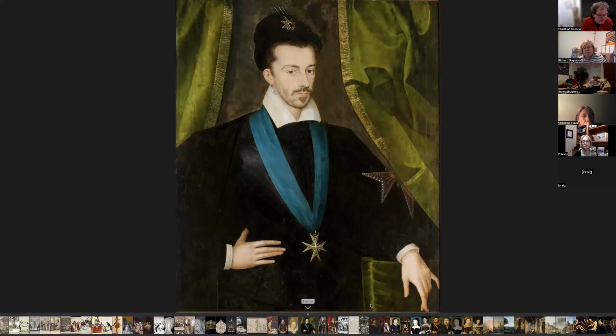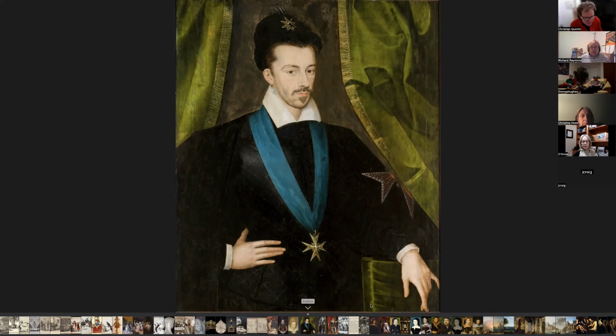And this is a portrait by Étienne Dumonstier of Henry III. It's an oil on panel, and it's rather striking. So Henry III was King of France. He was also King of Poland, and he was Grand Duke of Lithuania.